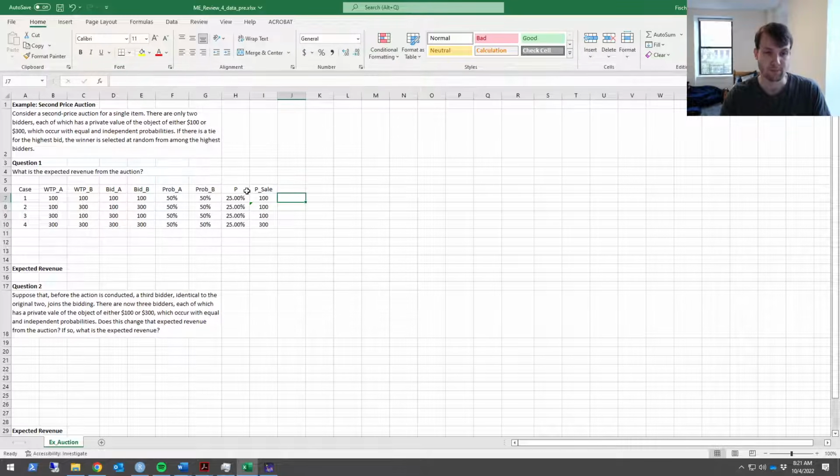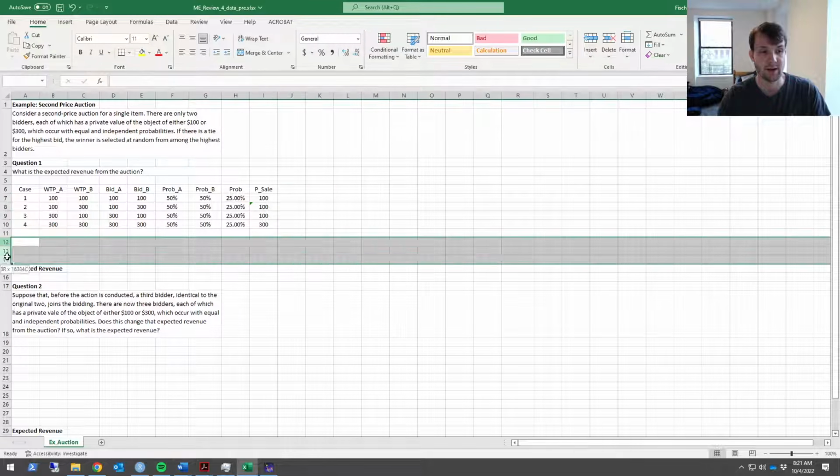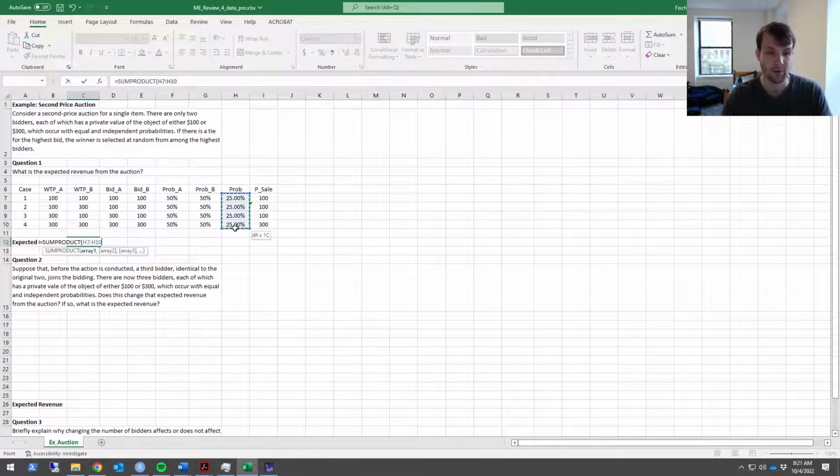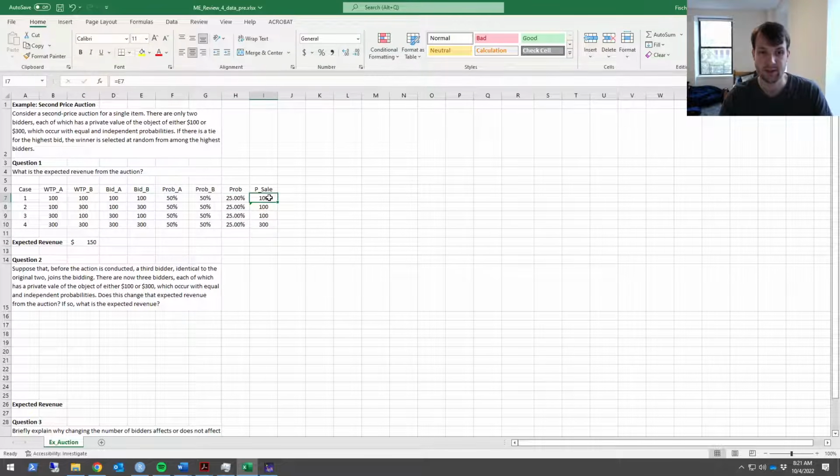So now, what do we do? Well, we're just going to compute the expected revenue. We're going to compute the sum product between the probabilities and the sales prices. This just means 25% times 100 plus 25% times 100 plus 25% times 100 plus 25% times 300. That's what this formula does. We can show this more clearly if we just multiply these through. Basically, we're taking the expected value over this P sale column, right? And that's the revenue the auctioneer is going to make.